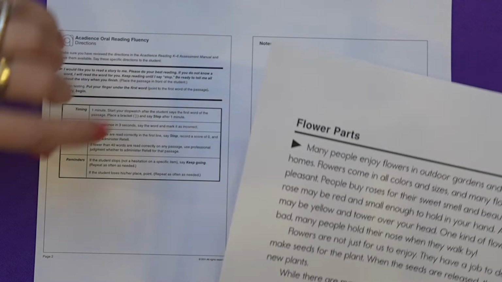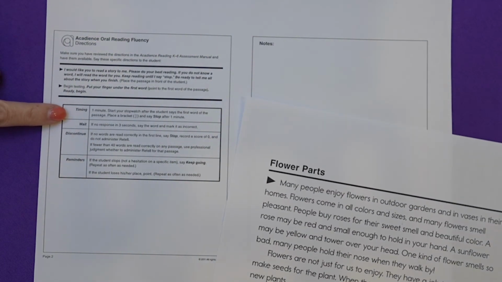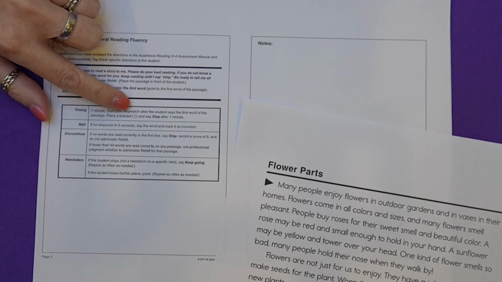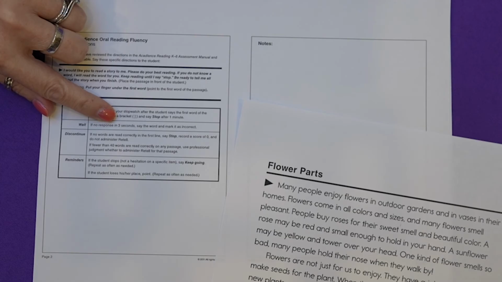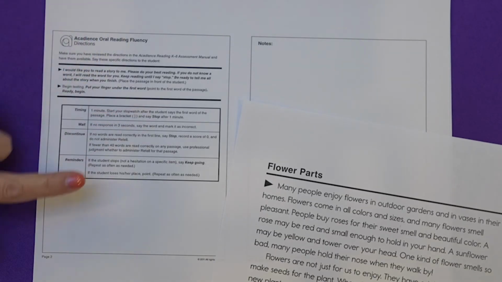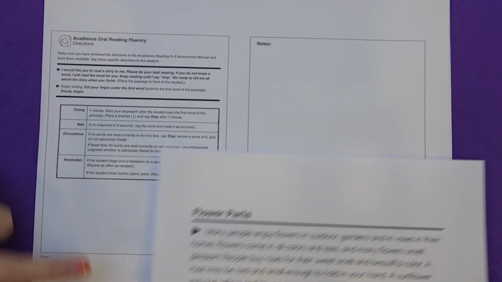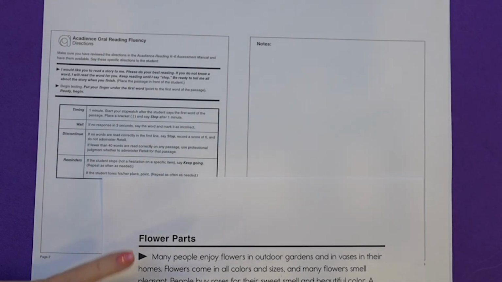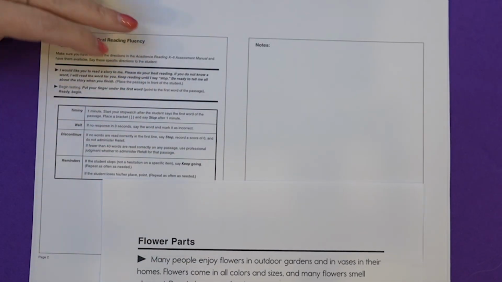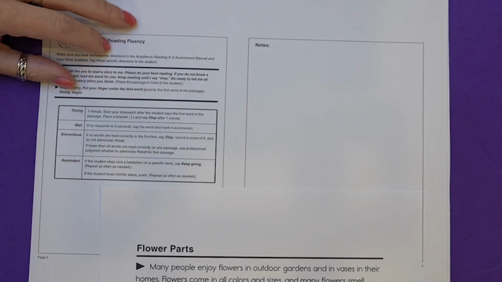Ready, begin. And then it gives you the exact instructions. You have 1 minute. You start your stopwatch after the student says the first word of the passage, and that is important. You place a bracket and you say stop after 1 minute. You can give the word if they have not given a response in 3 seconds. If no words are read correctly in this first line, then you just stop. You secretly write down 0, and you don't need to administer any more of that test.